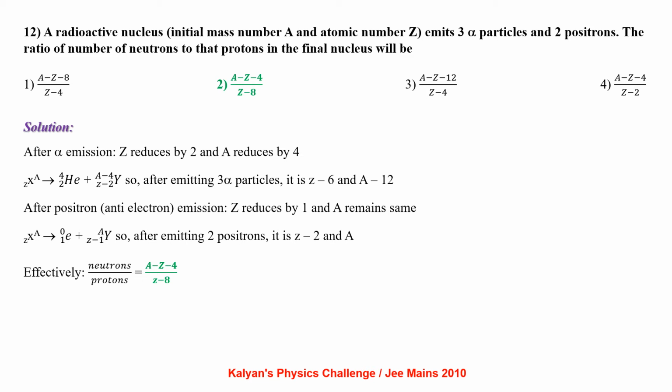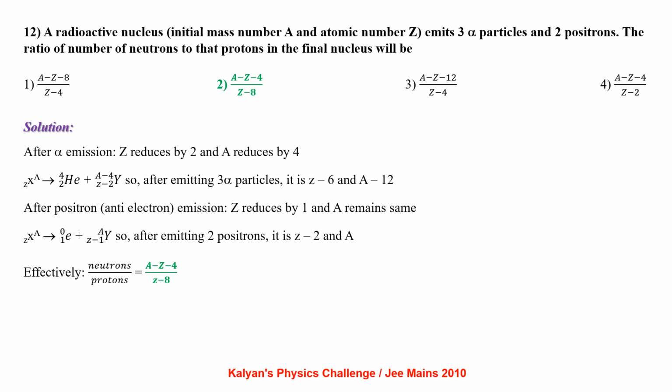So in the form of an equation, we can write X(Z, A) gives rise to alpha particle plus Y(Z minus 2, A minus 4). So after emitting 3 alpha particles, the atomic number reduces by 6 units and mass number reduces by 12 units. After a positron emission, the Z reduces by 1 and A remains same.